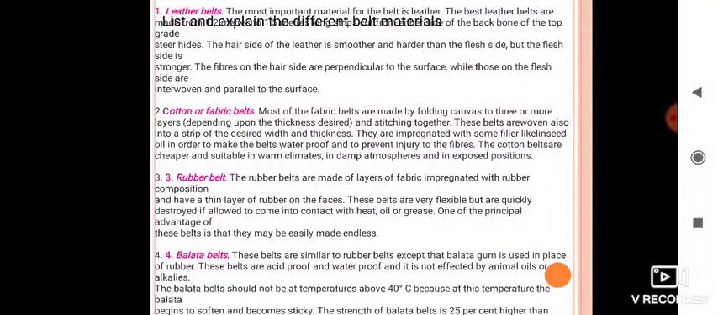So these are the four types of belt materials, and this question may be asked for 5 marks.